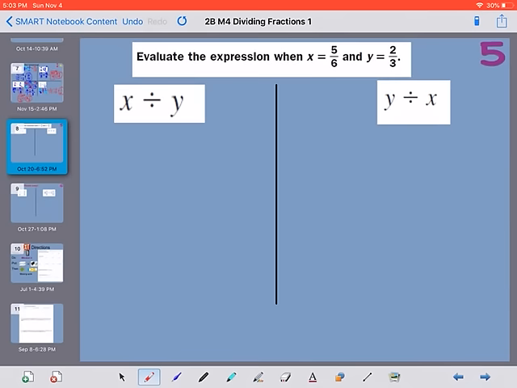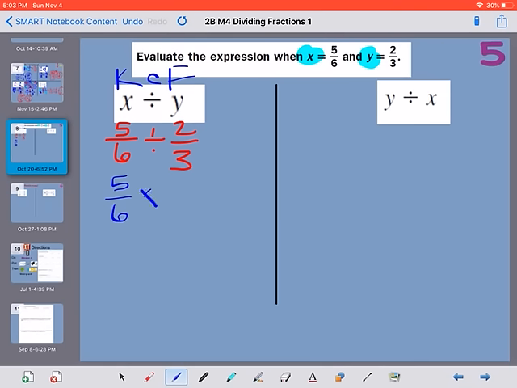We have a couple more left. This one here, we need to actually evaluate, but we need to plug in what is x and what is y. So we have x divided by y. X is 5/6 divided by y, which is 2/3. So using our keep, flip, change, we are keeping the 5/6, changing the division to multiplication, and finding the reciprocal of 2/3, flipping it and making it 3/2.